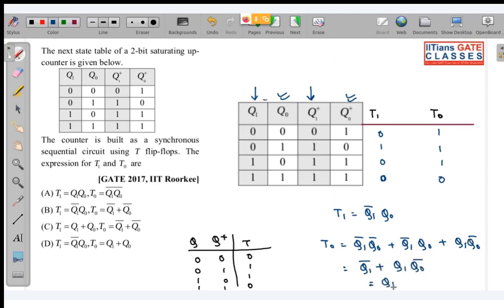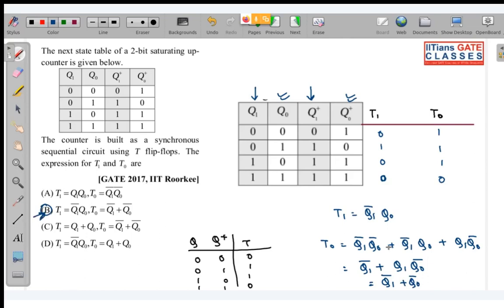So this will come out to be Q1 plus Q0 complement, like this. So which option do we see? T1 is this one, Q1 Q0 complement, option B. Option B we are seeing.